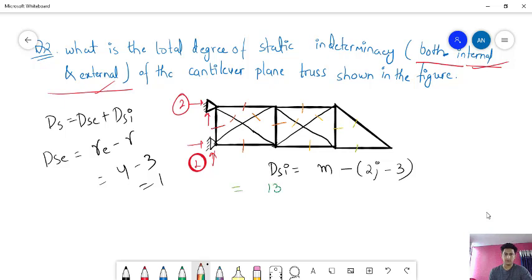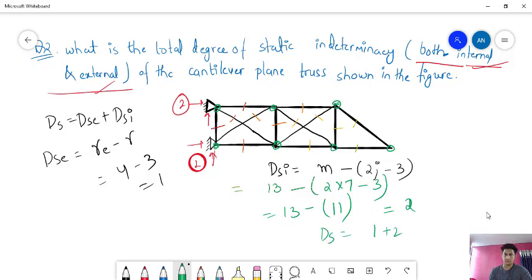So here put the value 13 minus 2j minus 3. Now calculate the joints: 1, 2, 3, 4, 5, 6, 7. So 2 times 7 minus 3. The formula will be 13 minus 14 minus 3, that is 11. So 13 minus 11 comes to 2. Now the overall static indeterminacy will be external plus internal, 1 plus 2, that is 3.